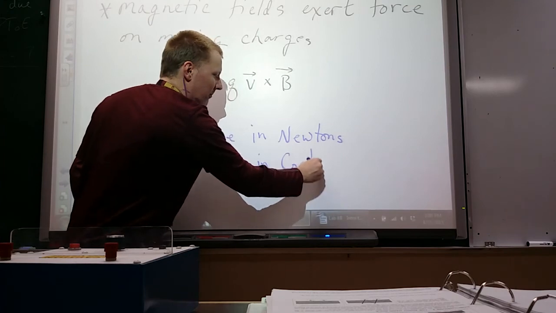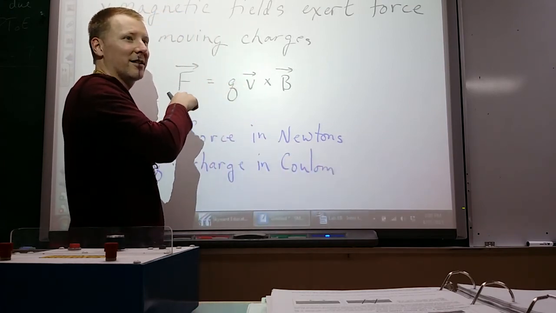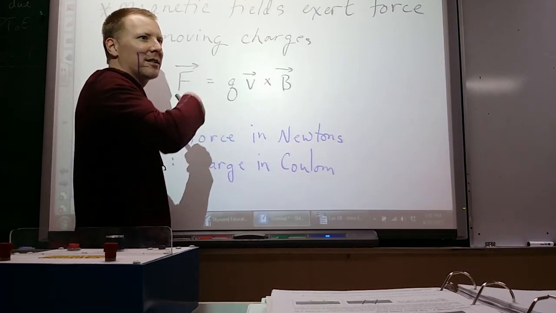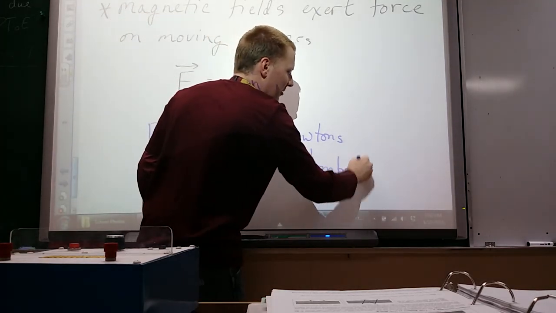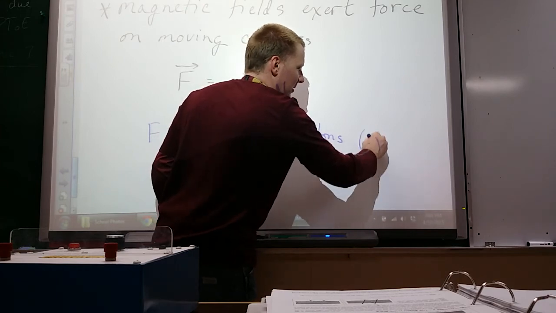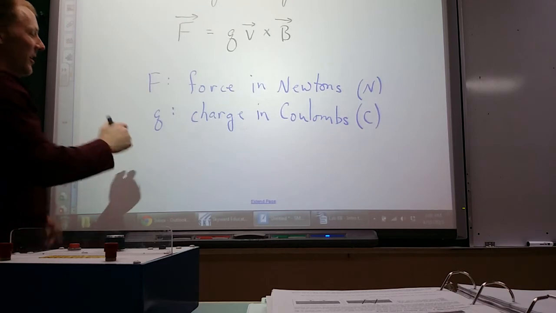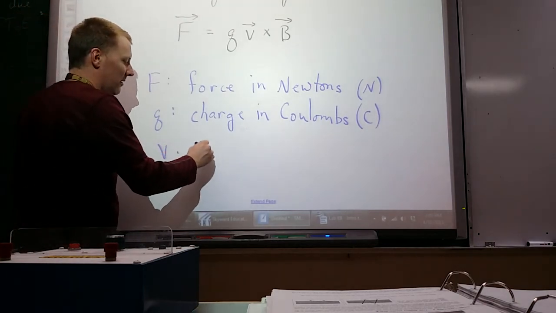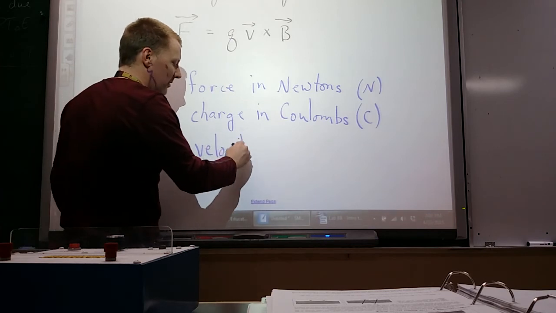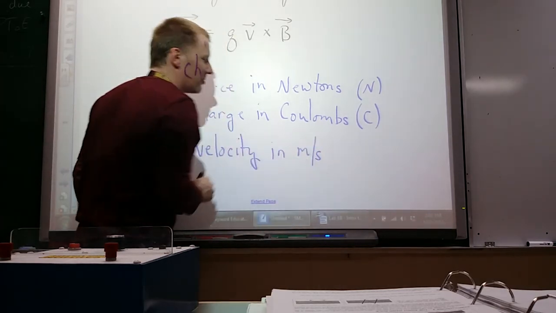Is that an X? That is an X. Make sure you put it in as an X. It's a times, but it's an X in there. Yes, there's a difference. I put a plus in my times to distinguish it from an X. V we know. It's velocity, in meters per second, as usual.